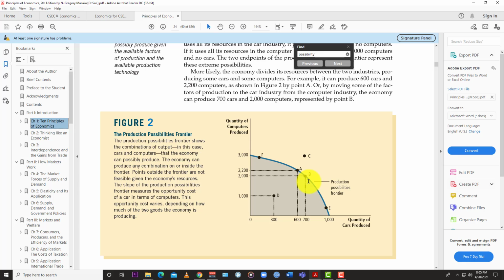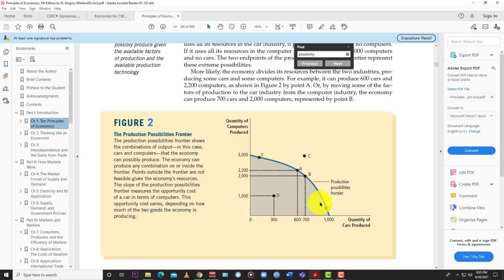Let's look at A and B also. At point A, you're producing 2,200 units of computers for 600 units of cars. Now, if you want to increase your output of cars, you have to give up some of your computers. So to move from A to B, you have to give up 200, because I moved from 2,200 to just 2,000. You have to give up 200 of your computers to obtain 700, or 100 more, of the car parts. And so you can see how opportunity cost is increasing.